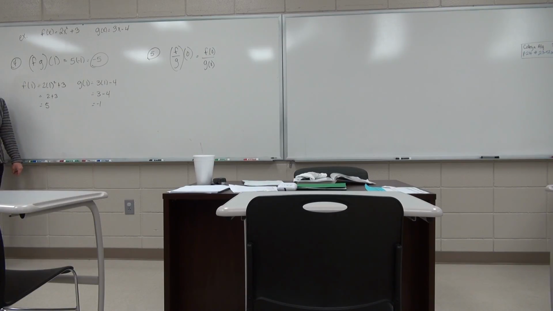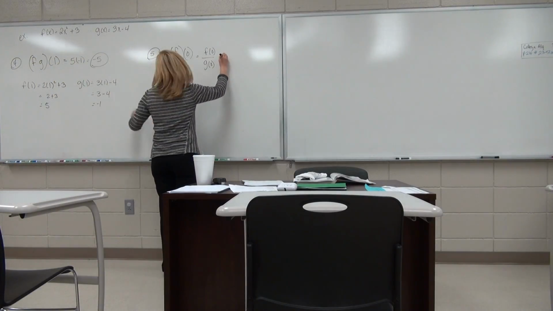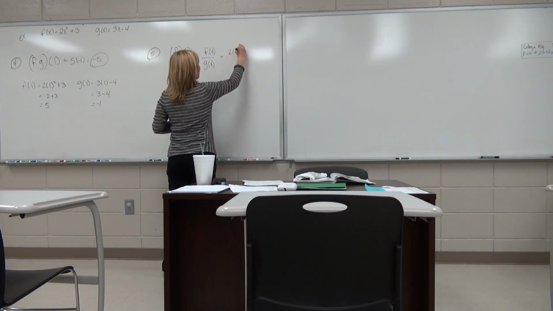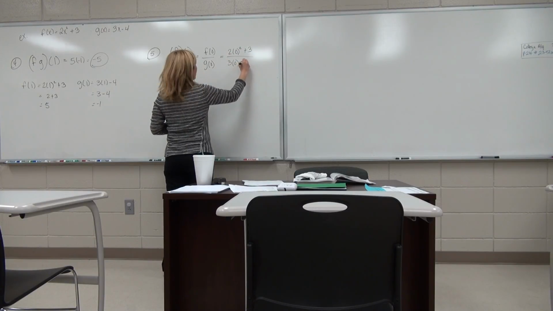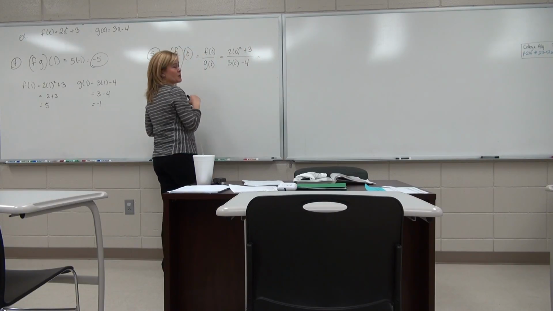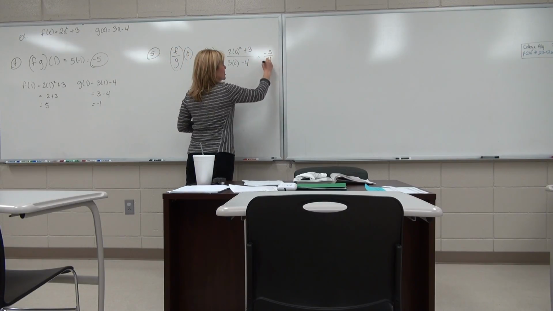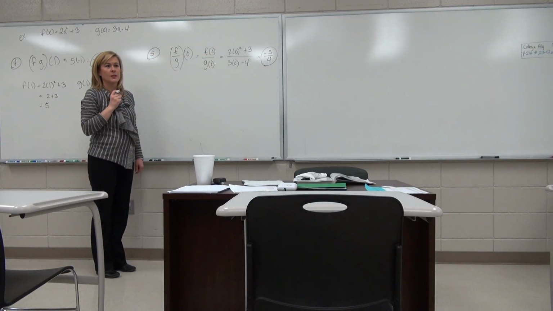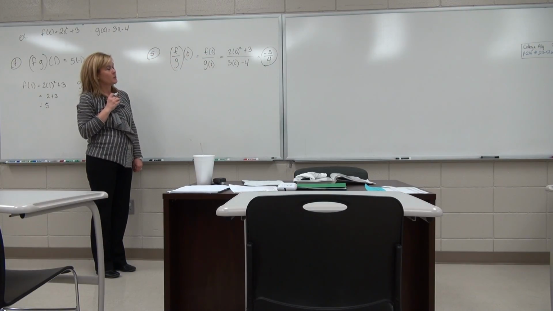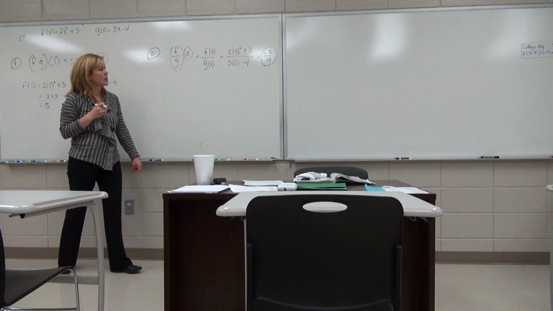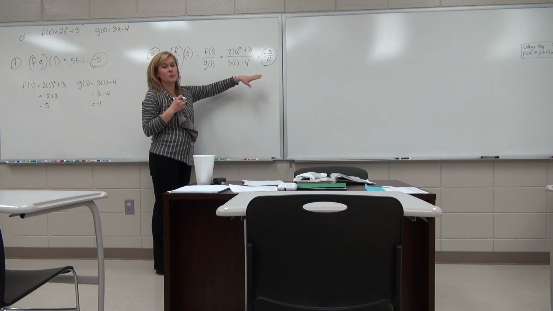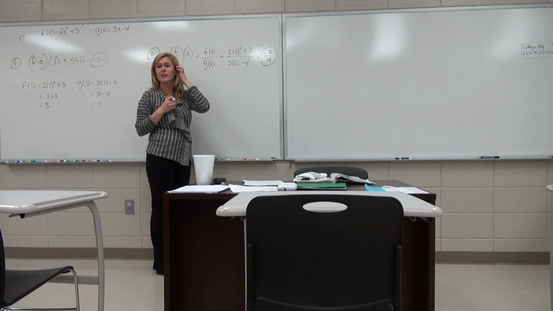Number 5, I'm asked to find f divided by g of 0. So I need to find f of 0 divided by g of 0. Well, let's see. F of 0 would be 2 times 0 squared plus 3. G of 0 is 3 times 0 minus 4. Well, anything times 0 is 0. So here, did you get just negative 3/4? Okay. But you can handle that. How do you get the negative on the top? Well, if the negative's on the bottom, you can always put it on the top, or out front, either way.